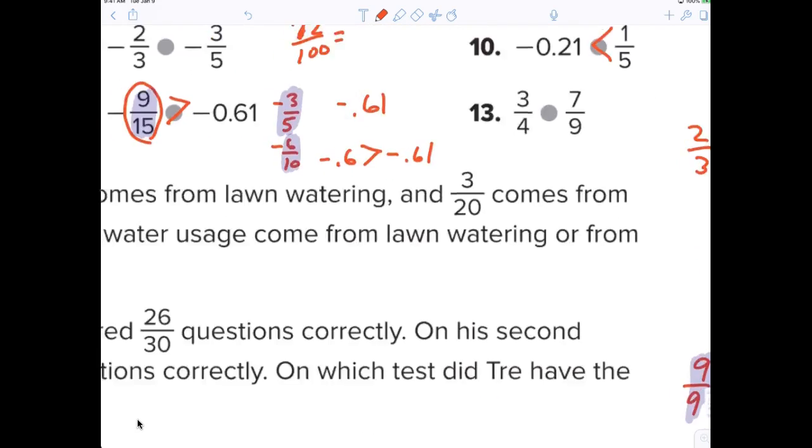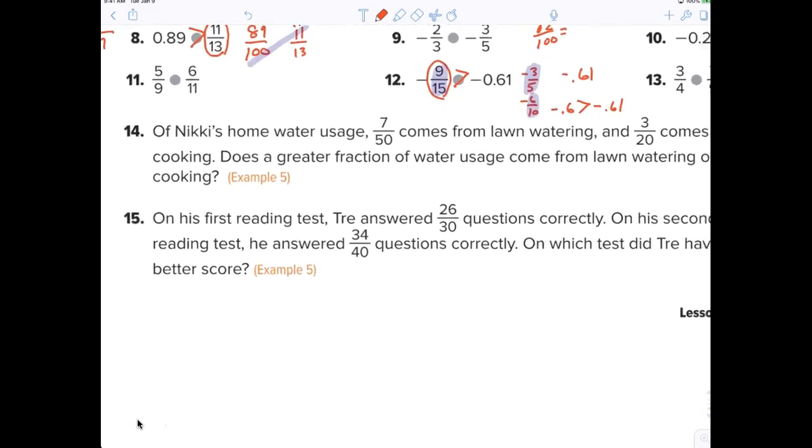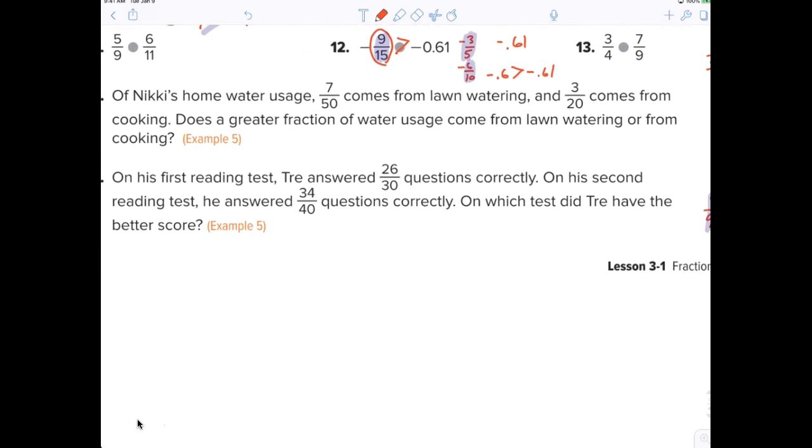All right, let's find number 14 now. So someone has 7 over 50, and someone has 3 over 20. On Nikki's home water usage, 7/50ths come from lawn, and 3/20ths come from cooking. So which one of those is greater? 7/50ths or 3/20ths? Yes, ma'am.